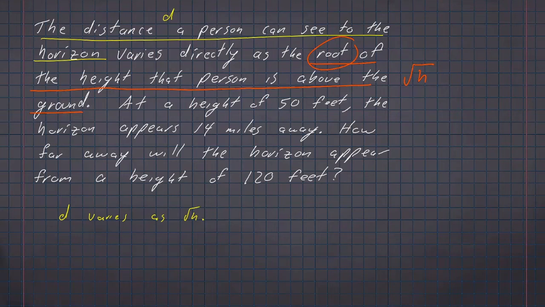At a height of 50 feet, that's h equals 50. The horizon appears 14 miles away. The distance to the horizon, d, is 14. How far away will the horizon appear? What is d when you are at a height of 120? So h is 120. We can take this paragraph and rephrase it in a very abstract sense, which gives us exactly the tools we need in order to set it up as a variation problem and solve from there.